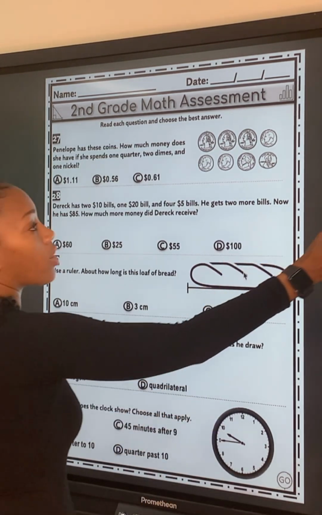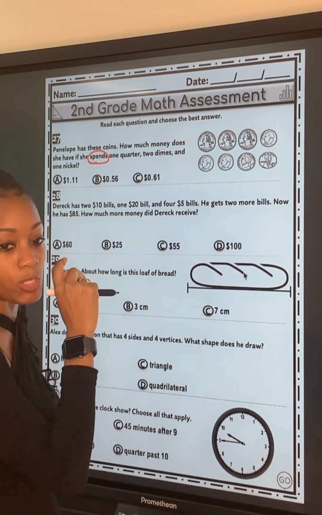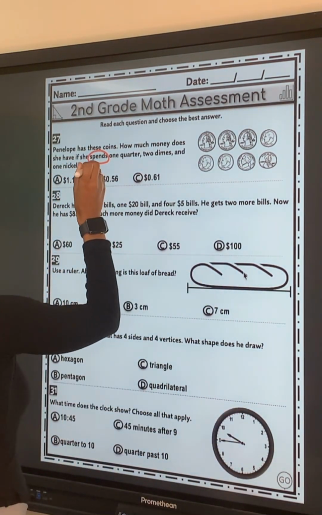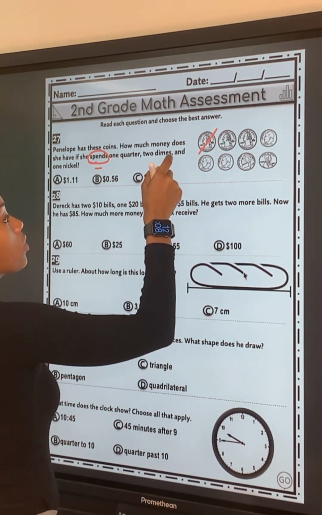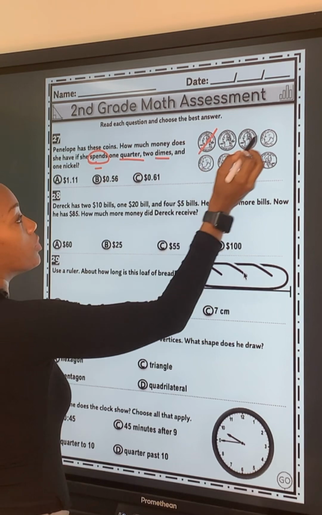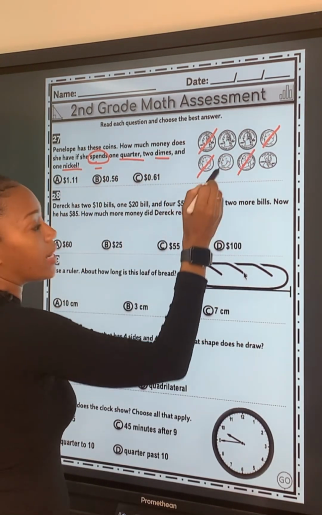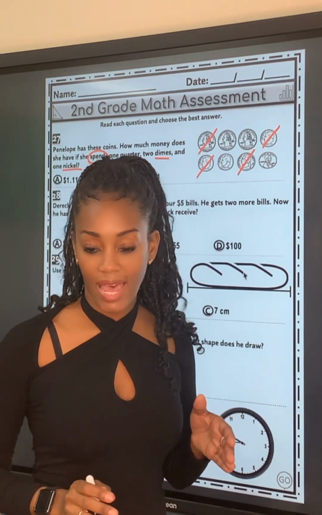So our key word here is going to be spend, right? Spend meaning she's going to do what? Subtract. So we're taking money away. 1 quarter, we're taking away 1 quarter. We're taking away 2 dimes, 1, 2, and we're taking away 1 nickel. Do you see that? Now all we're going to do is just count what's left.